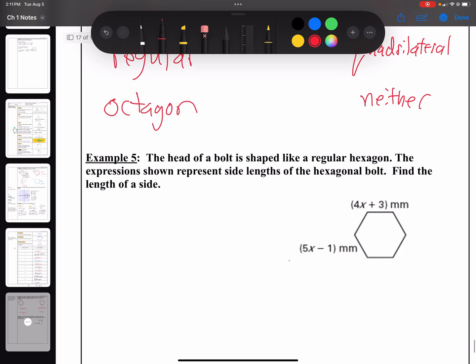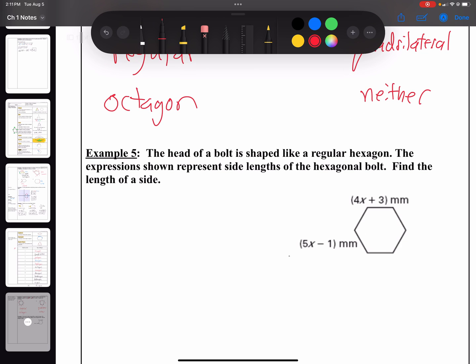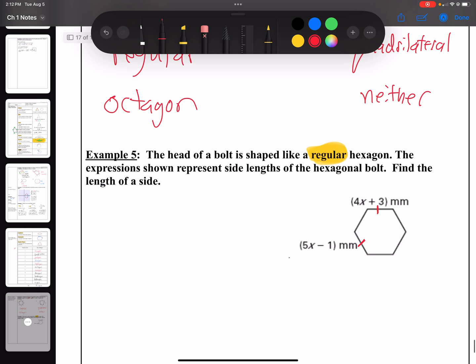The head of a bolt is shaped like a regular hexagon. The expressions shown represent the lengths of the sides of the hexagonal bolt. Find the length of one of the sides. Well, in order to do that, I'm going to need to find what x equals, and plug it in. More importantly, there was something really important here. It doesn't matter that it's a hexagon. What's important is right here. It said it's regular. If it's regular, that means all the side lengths are equal.